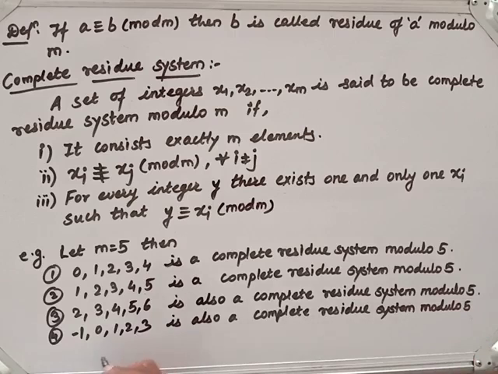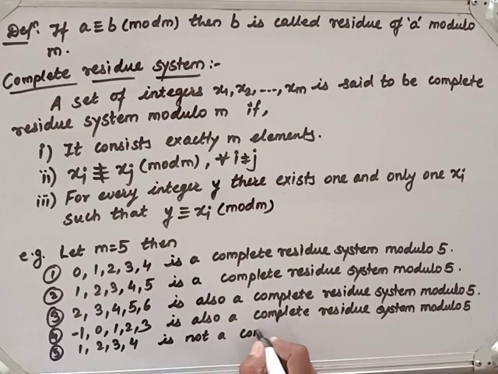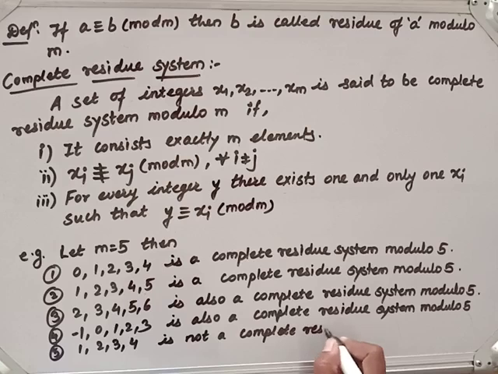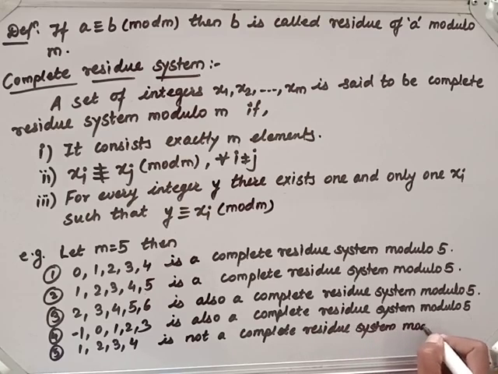Modulo 5. Now if I take the elements 1, 2, 3 and 4, here only 4 elements are there. The first condition is not satisfied. So it is not a complete residue system modulo 5. Modulo what? 5. Fine.